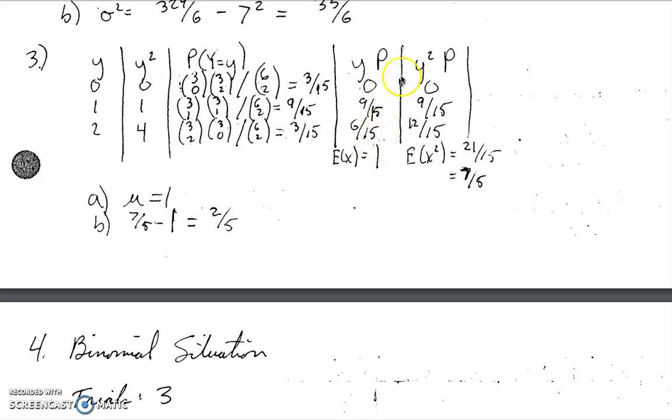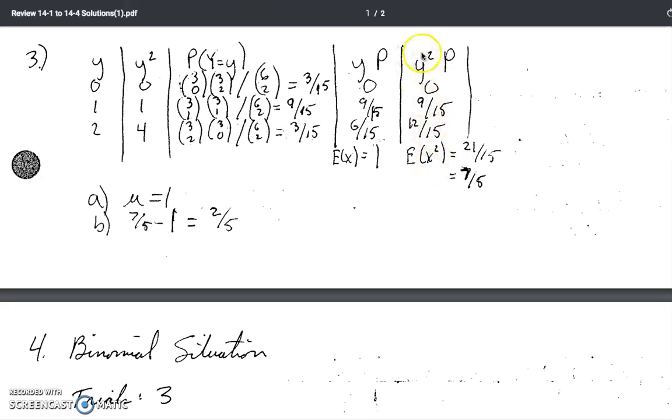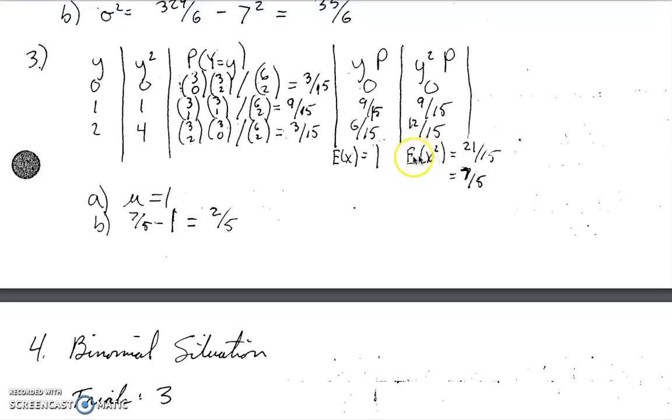The expected value of y squared is the sum of y squared times the probability values. It's not just the mean squared, so be careful about that. We'll talk more about that in a future video, in number 7. But the expected value of y squared is 21/15, which of course works out to 7/5, which you can see there.